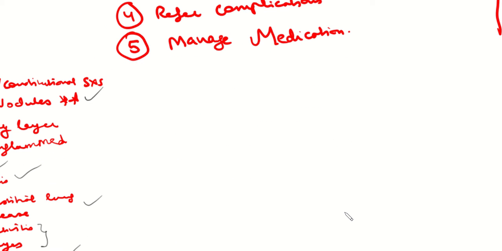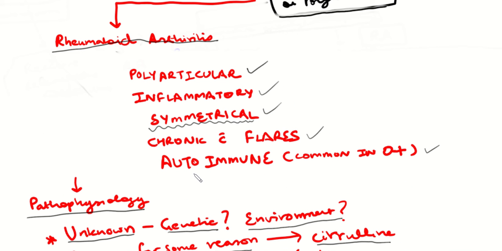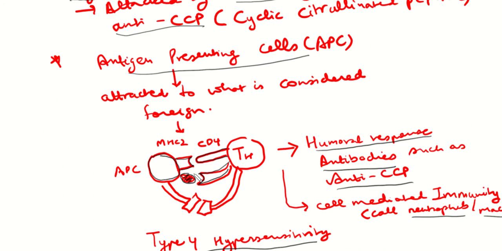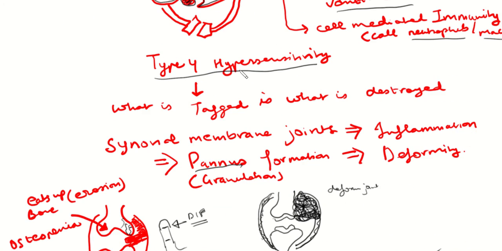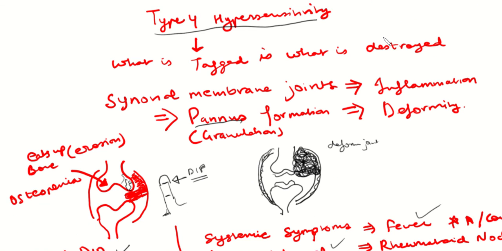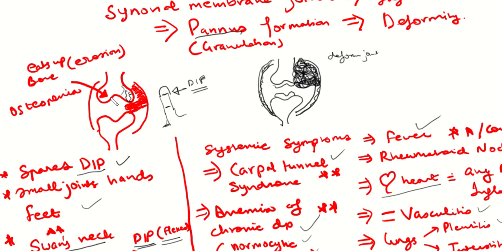So that, in a nutshell, is rheumatoid arthritis. So in this lecture, we talked about how it is a polyarticular, inflammatory, symmetrical, chronic autoimmune disease. Okay, we talked about what we think causes it, and it's type 4 hypersensitivity with anti-CCP antibodies. And over time, the inflammation leads to pannus formation in the joint, which leads to deformity. And then again, it eats up the bones and causes osteopenia.